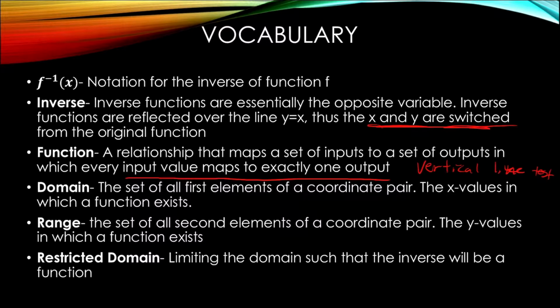The domain is the set of all first elements of a coordinate pair. We think of this as what x values exist within a function. A range is the set of all second elements of a coordinate, or the y values that exist in a function.